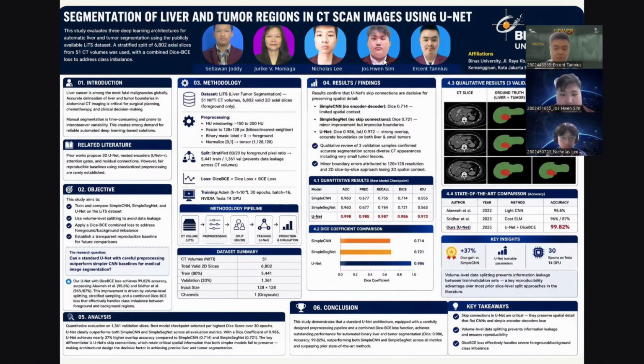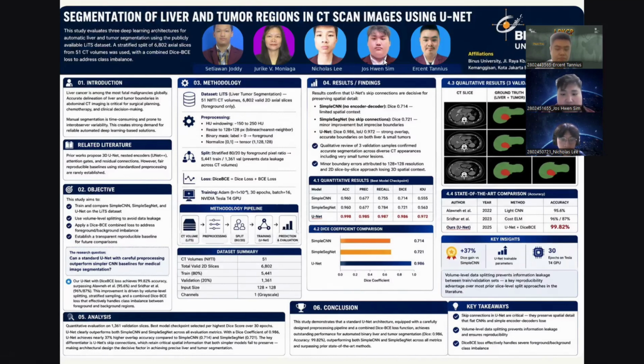Today, our group will present our research poster entitled Segmentation of Liver and Tumor Regions in CT Scan Images Using UNET. This study focuses on the application of deep learning for automatic liver and tumor segmentation in CT scan images. We compared the performance of three architectures, Simple CNN, Simple SegNet, and UNET, using the LiTS dataset to identify the most effective model for this task.